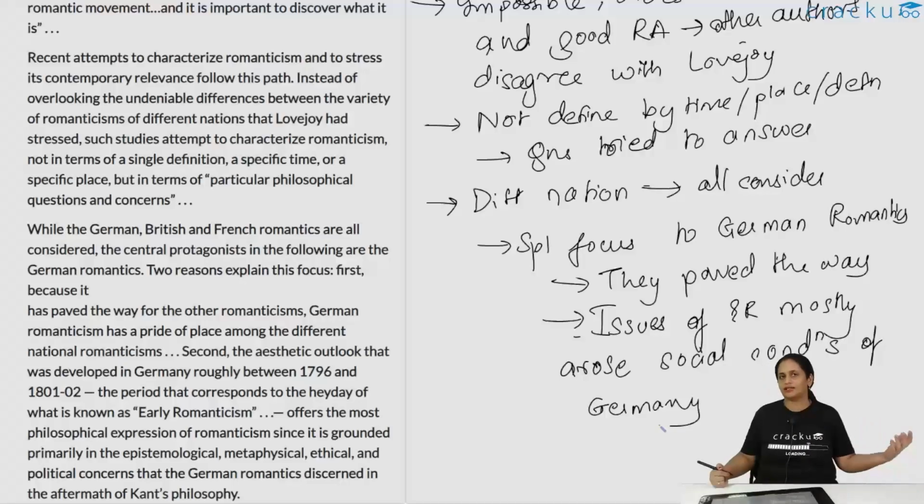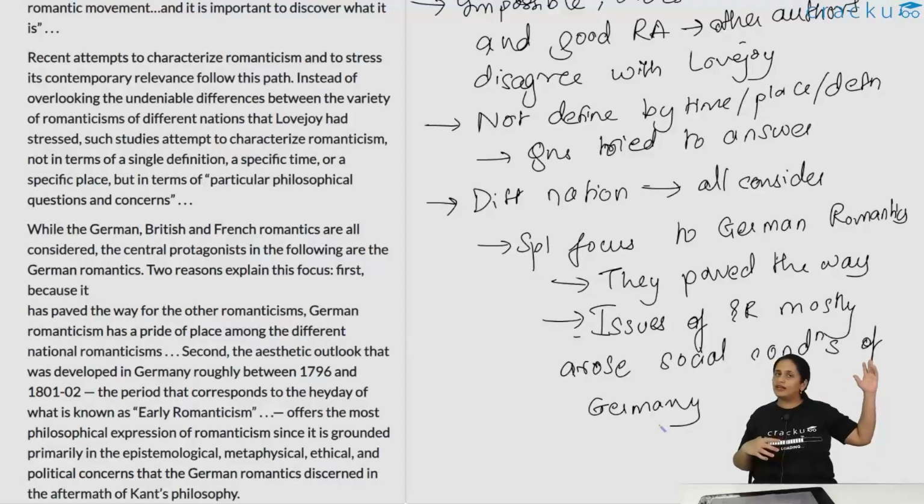So that's why when you are studying the romanticism movement, you consider all the different romantics, the British romantics, the French romantics, but special consideration is given to the German romantics, because firstly they were at the vanguard of the movement, they were the ones who paved the way, and secondly the philosophical concerns and questions that were discussed came from the context of the German social conditions. The German social conditions gave the context for the issues and the philosophical considerations of romanticism. So that is why it is given a special focus.